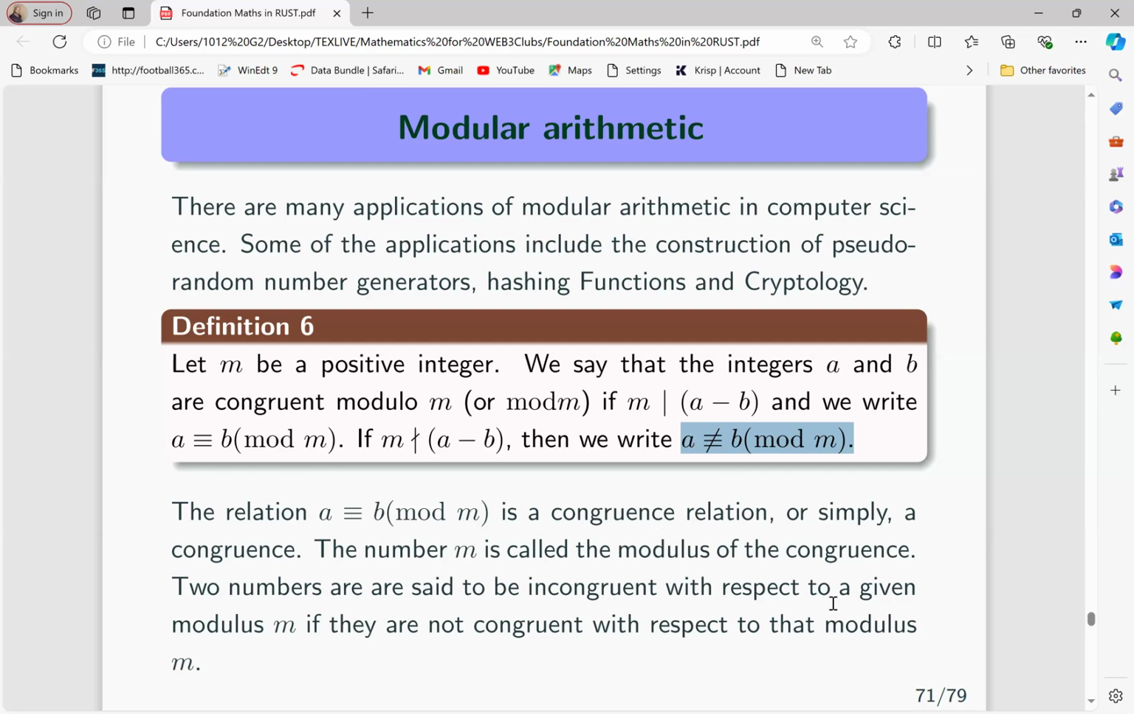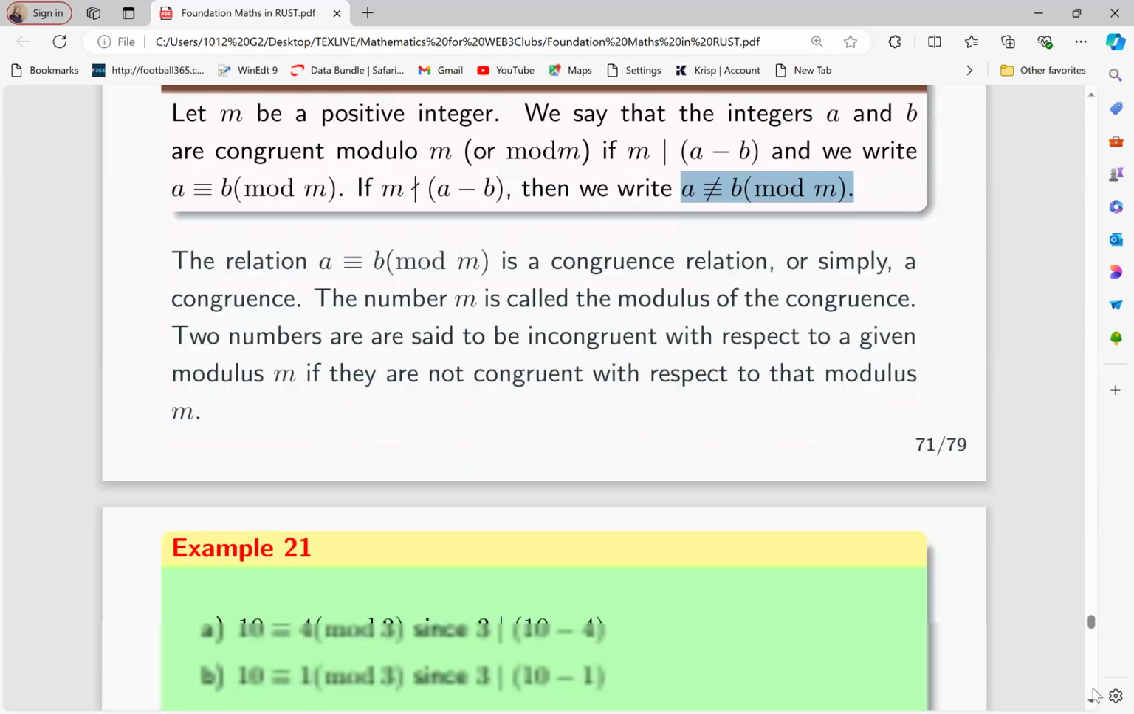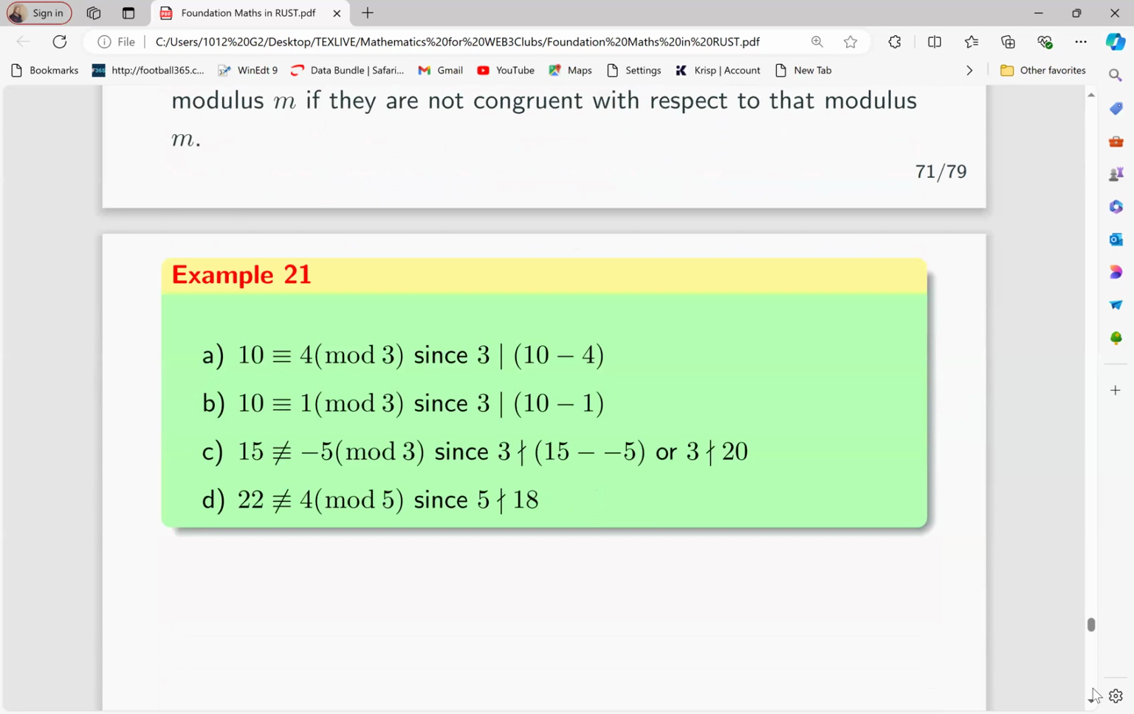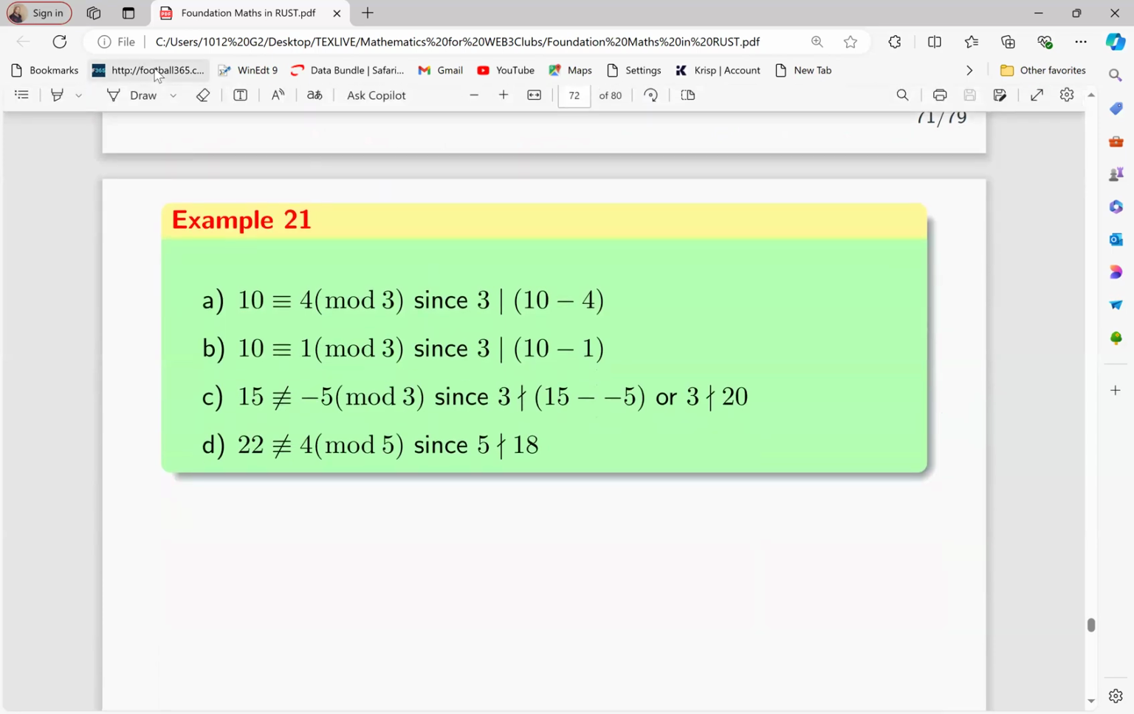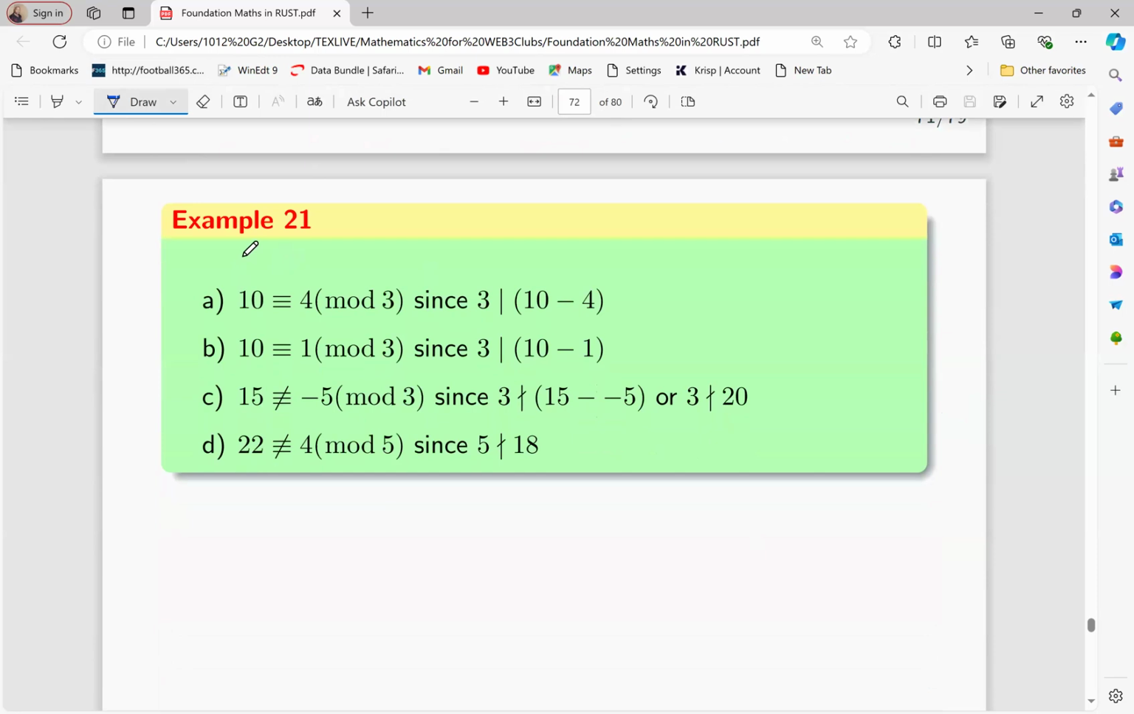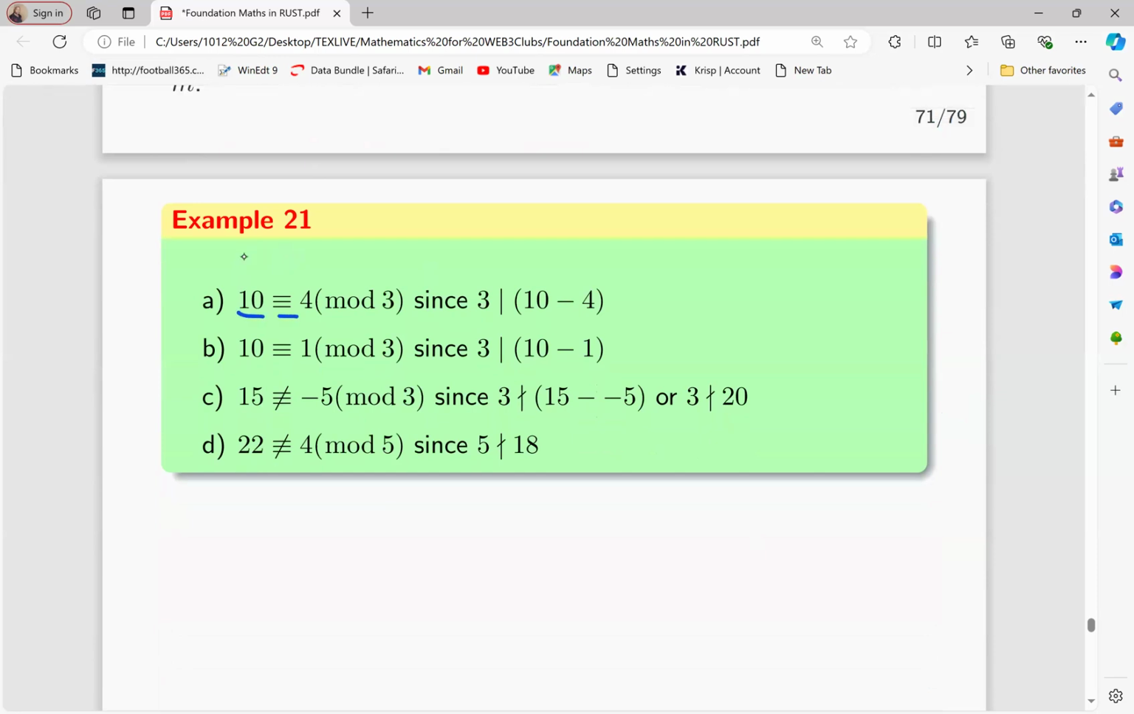Now I just want to show examples to emphasize that definition. Example 21. The question is: is 10 congruent to 4 mod 3? To answer this, we subtract 4 from 10 and divide the result by 3 and see if that is possible. When you subtract these two, you get 6. Does 3 divide 6? Yes, it does, because the remainder will be 0. So we say that a number divides another one if the remainder is 0.